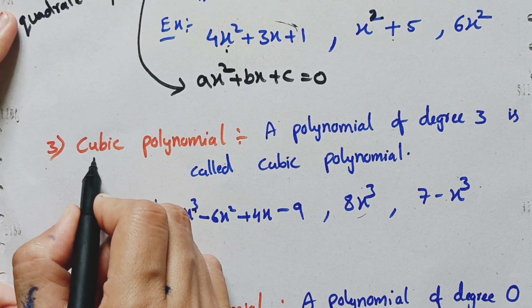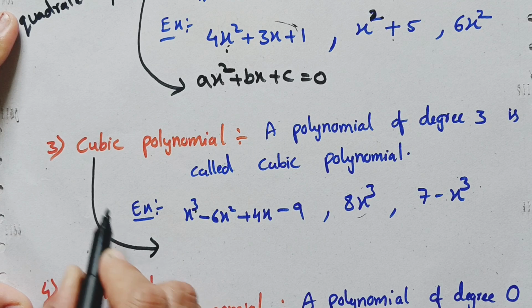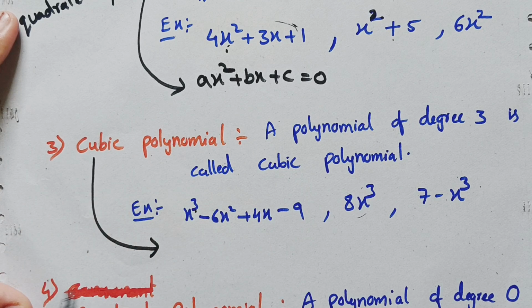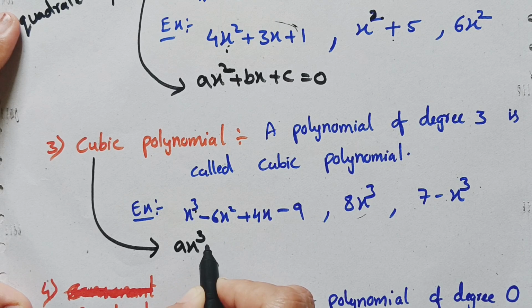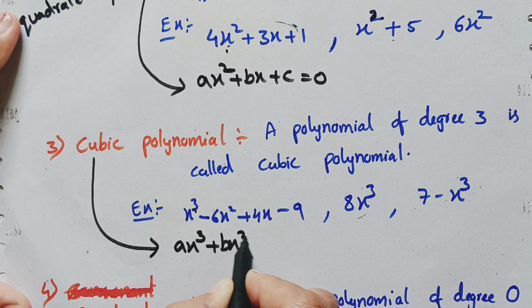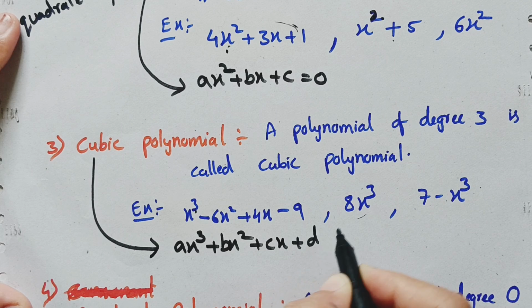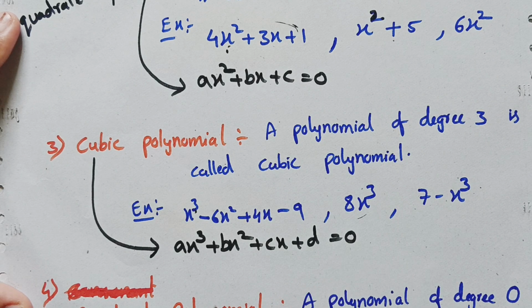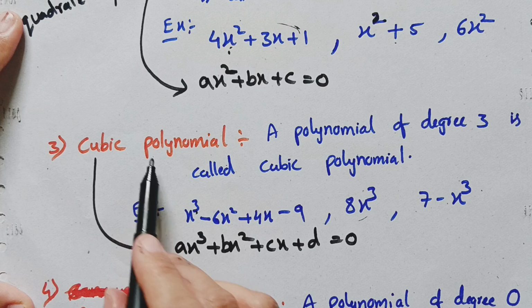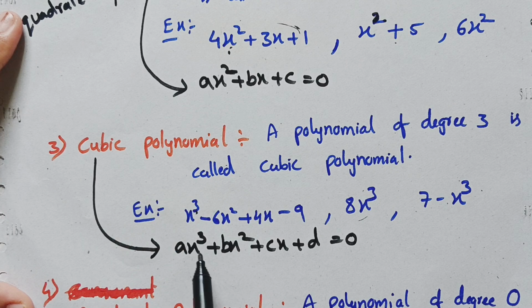If I write the general form of a cubic polynomial, it should be in the form of ax cube plus bx square plus cx plus d equal to 0. So the general form of a cubic polynomial is ax cube plus bx square plus cx plus d.